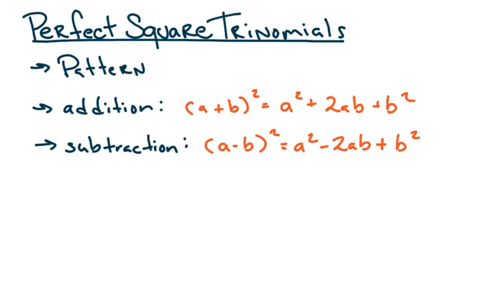And you can test these out. You can plug in numbers for a and b and see that this pattern holds true. I mean, you could even FOIL this out, a plus b squared, and see that it turns into this. Okay? So I'll give you a couple of examples.